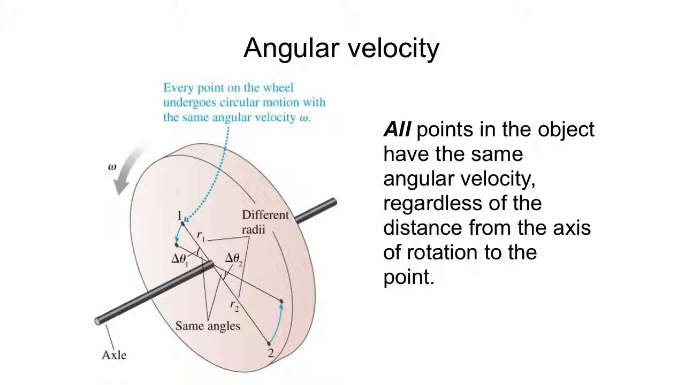Here's the answer. All points in the object have the same angular velocity regardless of the distance from the axis. What angular velocity does is it encodes how the angle is moving so that we don't have to keep track of individual particle velocities in the entire object. It simplifies our life because we don't have to think about all the different speeds that these particles are going.